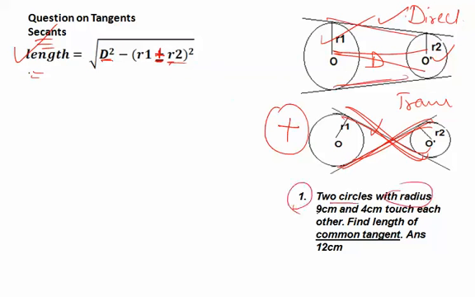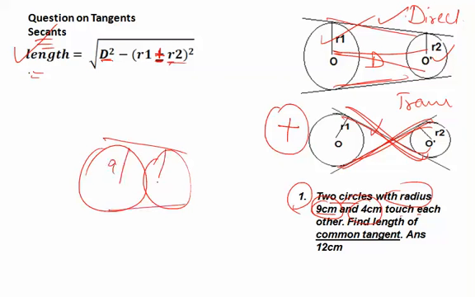Two circles with radii 9 and 4 touch each other. Suppose these are two circles touching each other, with radius 9 and radius 4. So the distance between the centers is 9 plus 4, which is 13.